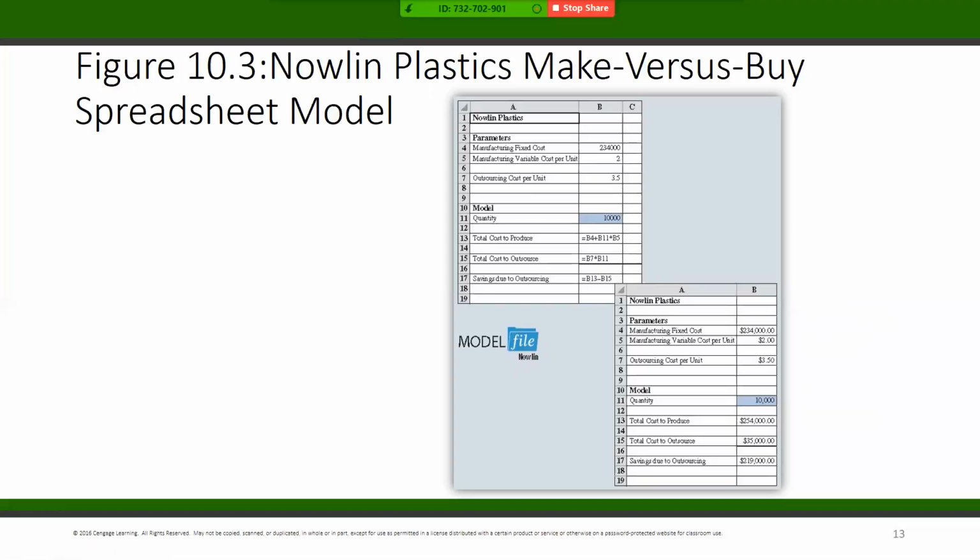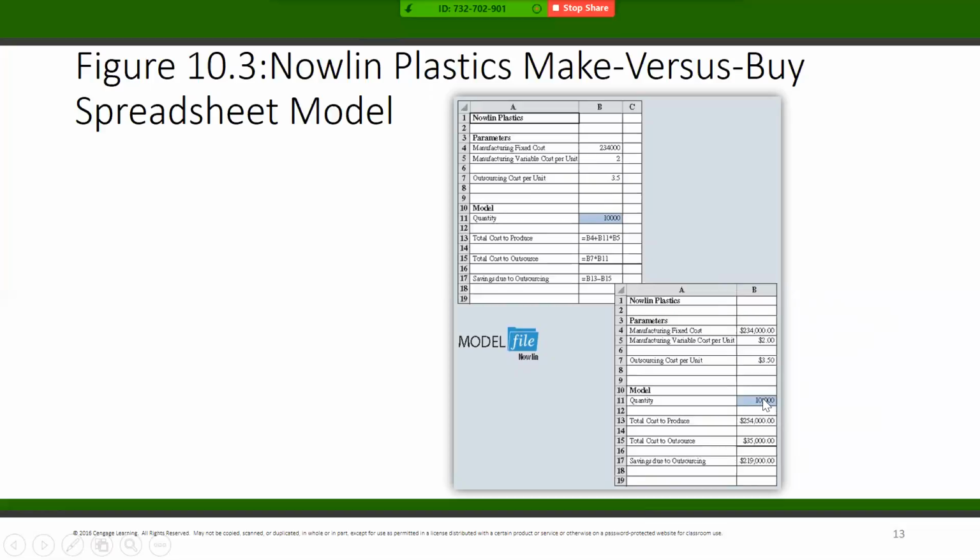All right, so here, after we type in our 10,000 and hit enter, we get our values. The total cost to produce is going to be 254,000. The total cost to outsource would be 35,000. And so the savings due to outsourcing those 10,000 units is going to be 219,000. So that's what we save.